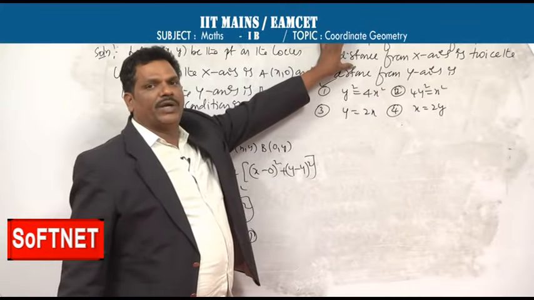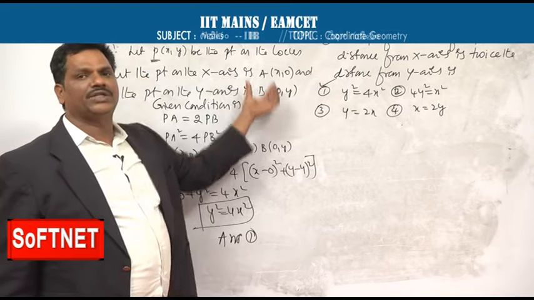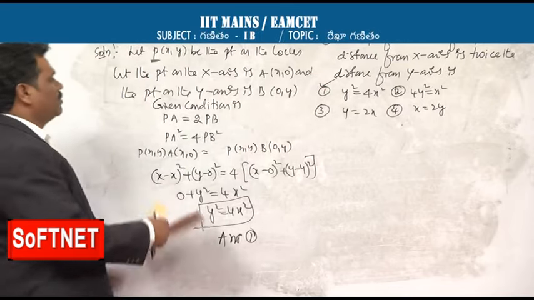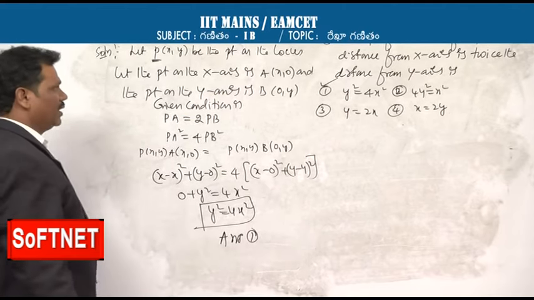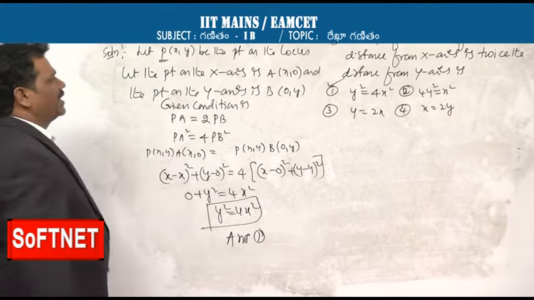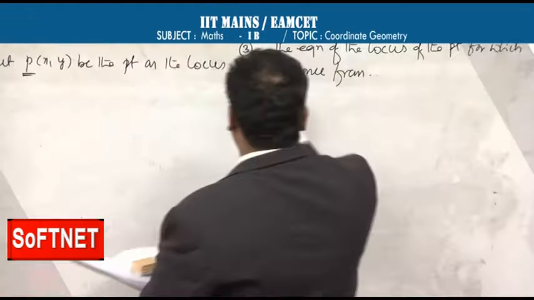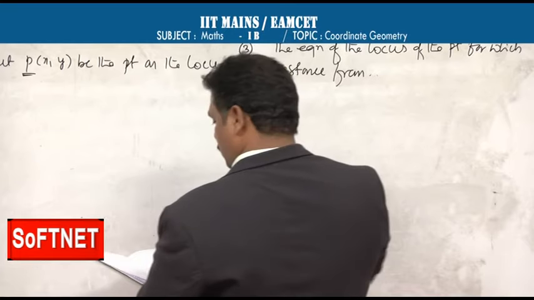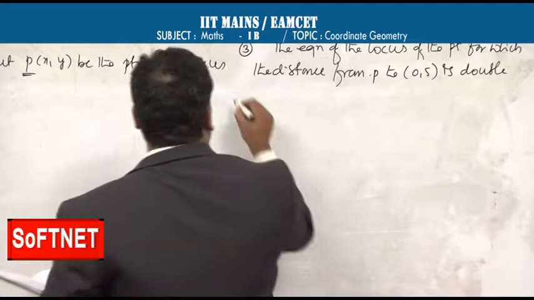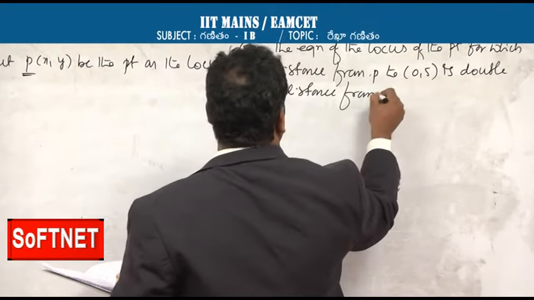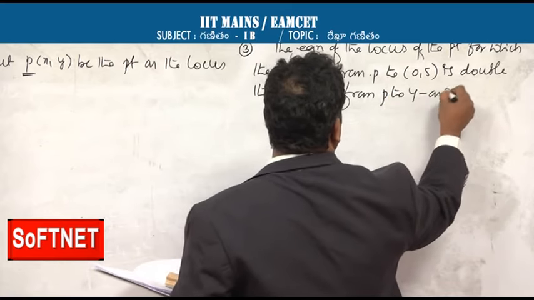The condition is very, very important. First of all, we identify the condition. After that, apply the distance formula. The distance formula is very important, and the given condition is also very important. The locus: let P of x comma y be the point on the locus for which the distance from P to 0 comma 5 is double the distance from P to the y axis.